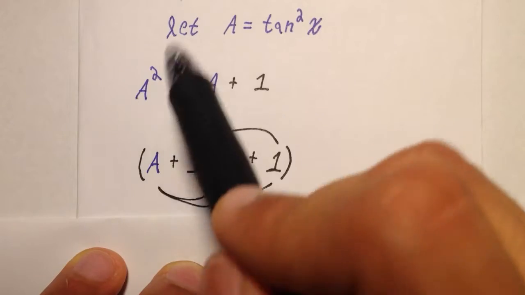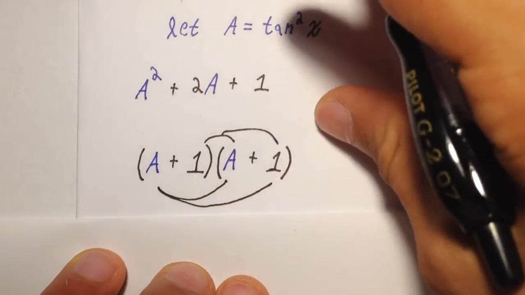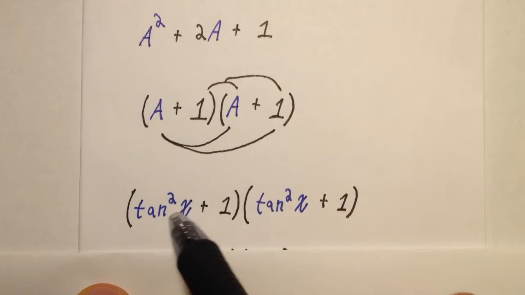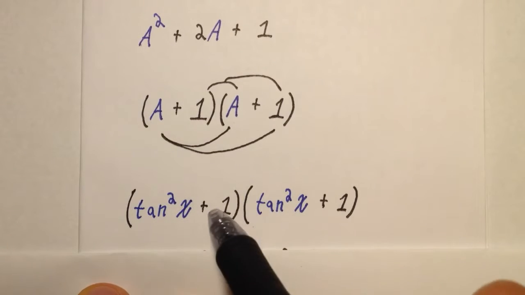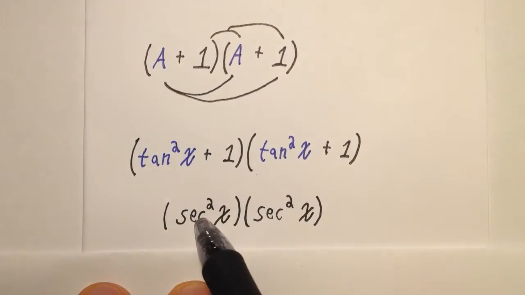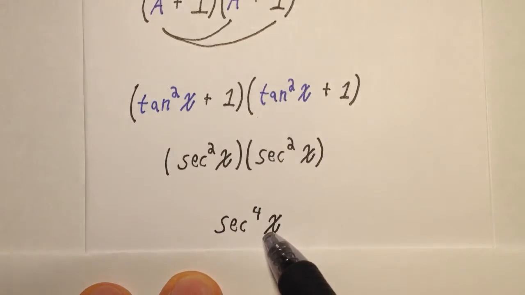Now all I'm going to do is replace what I let a equal. A equals tangent squared. So I'm going to rewrite that. A here, tangent squared here. Right? Now again here I see identities. Tangent squared plus 1. You can refer back. That would be secant squared. So I have secant squared times secant squared. Or finally secant to the fourth.